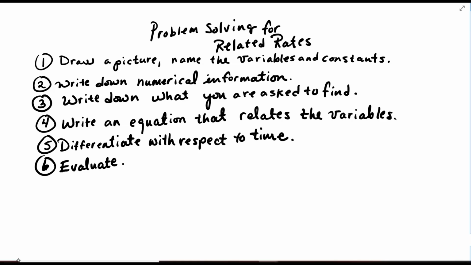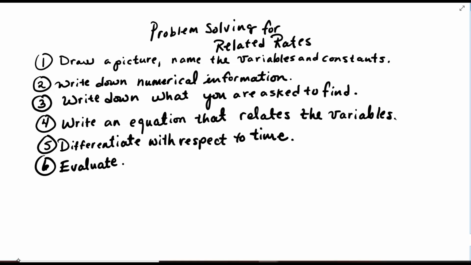Okay. Number two, write down all of the numerical information. They'll supply you with information that you need to know, like suppose so many objects are produced, or you've traveled so many miles, so that's information you need to write down. Of course, also write down what it is that you are being asked to find, and often they're asking you to find the rate of change of something. So write that down, give it a name. Then, of course, write an equation that relates the variables.